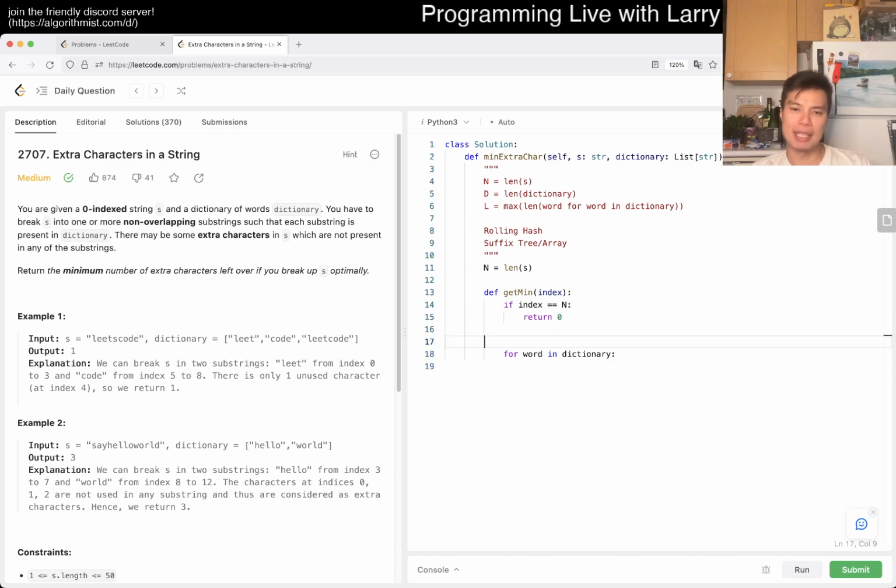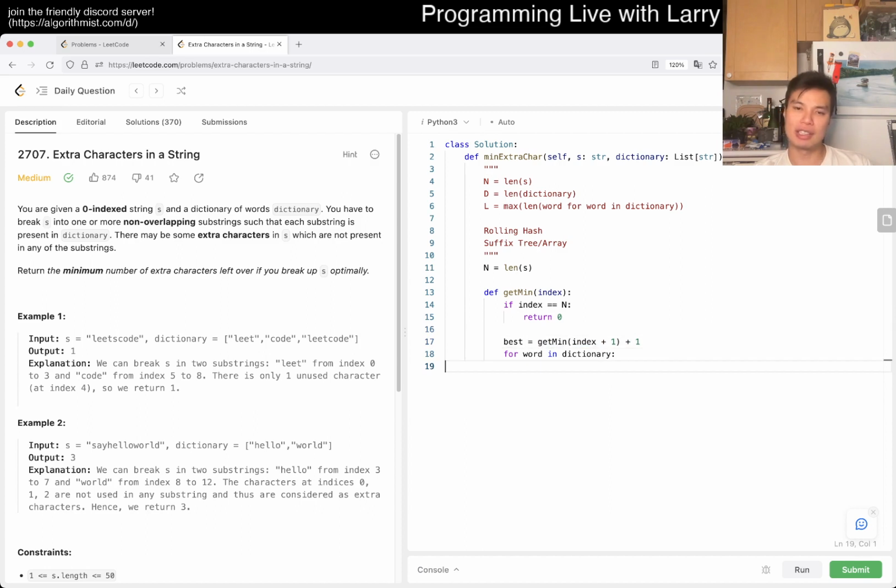So let's say best is equal to get min of index plus 1. This is the cost of skipping this character. If you skip this character, you're saying that this current character has 1 character left over. So that's why we're skipping it, and the plus 1 is the cost of skipping it.